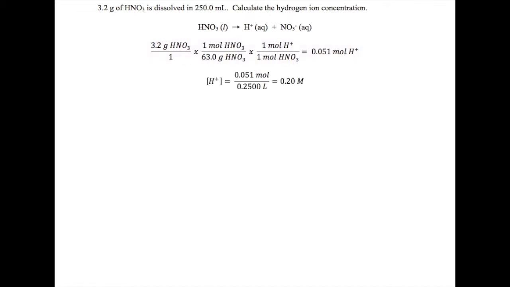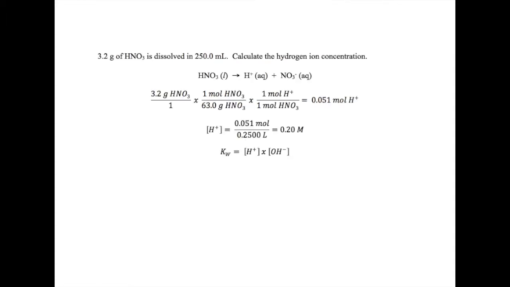To determine the hydrogen ion concentration, we take the mole amount that we just solved for using stoichiometry and divide it by 0.2500 liters, which is the number of liters for 250 milliliters. Doing this, we get 0.20 molar hydrogen ion concentration. Even though this problem is not asking for it, we could calculate the hydroxide ion concentration for this problem by using the expression for Kw. In this case, we'll have to take the expression for Kw and rearrange it algebraically to solve for the hydroxide ion concentration, which will equal the Kw divided by the hydrogen ion concentration.